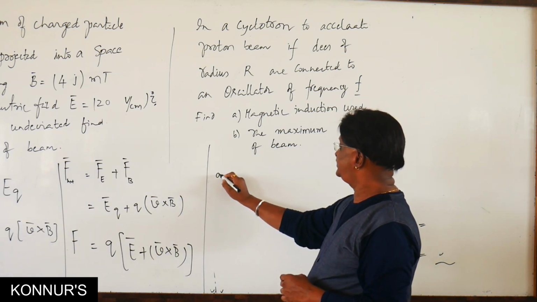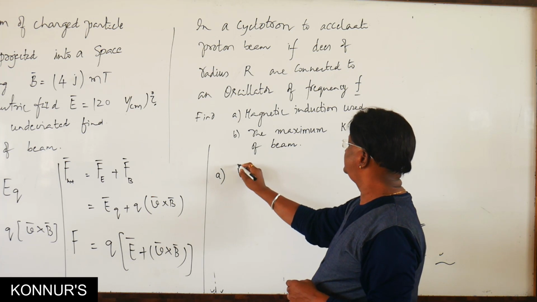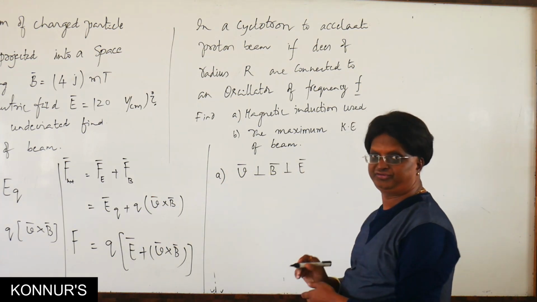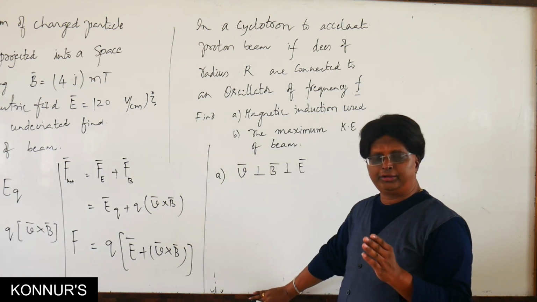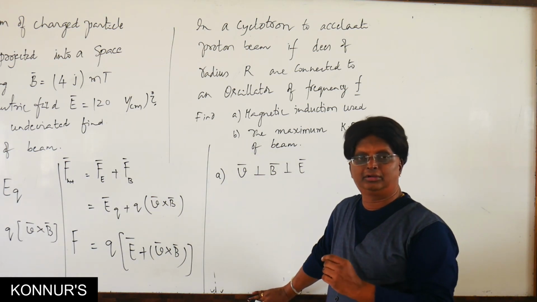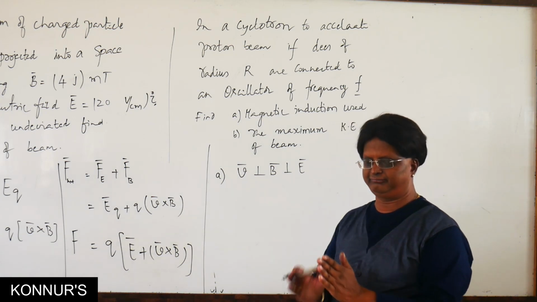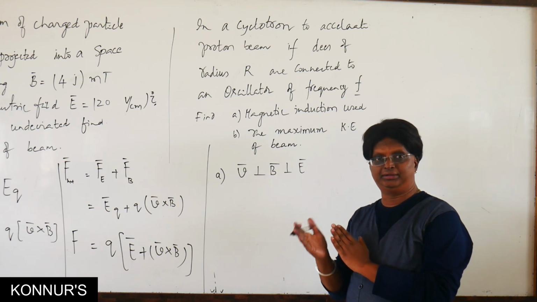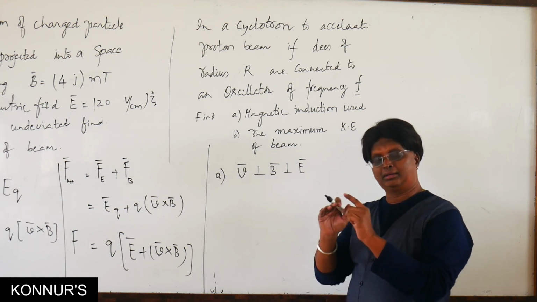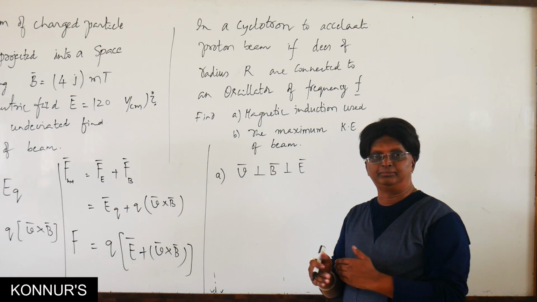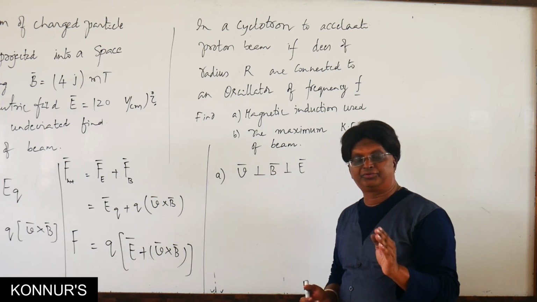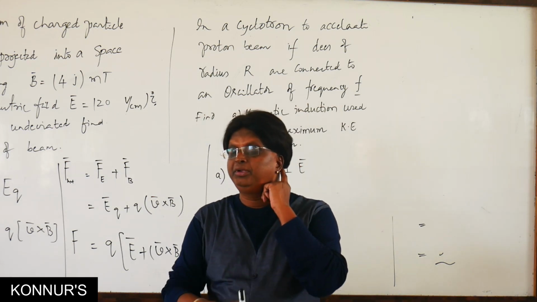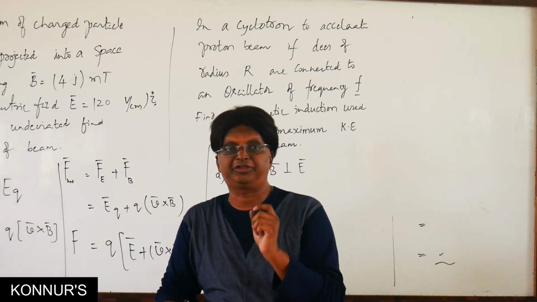Number one, the first one in the cyclotron is this condition: V bar perpendicular to B bar perpendicular to E bar. I'm not getting into the descriptions, because you know it is made up of two D's with a very small separation between them, identical D's. You remember all that. And now we apply both electric field and magnetic field. Now when it comes to applying the electric field, the electric field that is applied between the D's is a very special one.